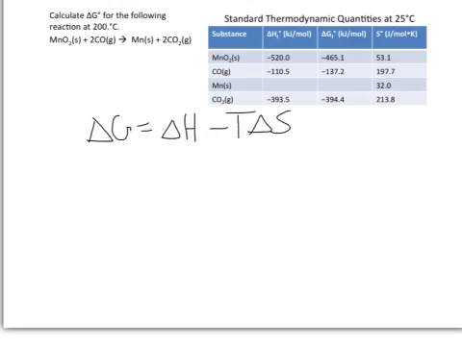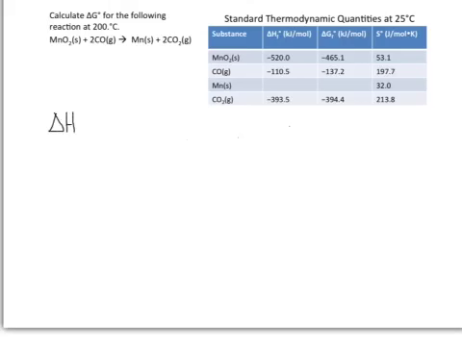Alright, so the first thing we want to do is calculate the enthalpy and the entropy for my reaction. So to do that, I'm going to do the enthalpy of the products minus the enthalpy of the reactants. So the delta H of reaction is the products minus the reactants.